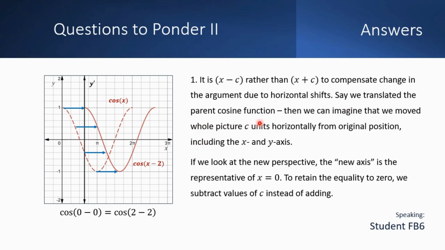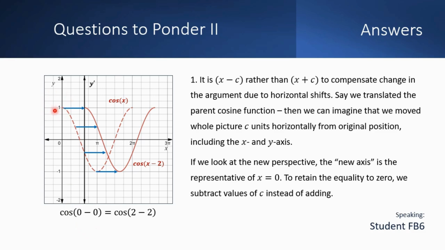Say we translated the parent cosine function, then we can imagine that we move the whole picture c units from the original position, including the x and y axis. If we look at the new perspective, the new axis is the representative of x equals 0. Now, to retain the equality to 0, we must subtract values of c instead of adding. Now, for you to get it better, let us apply logic here.